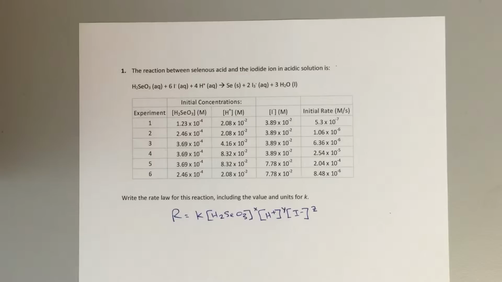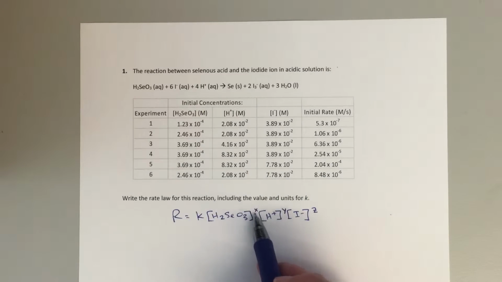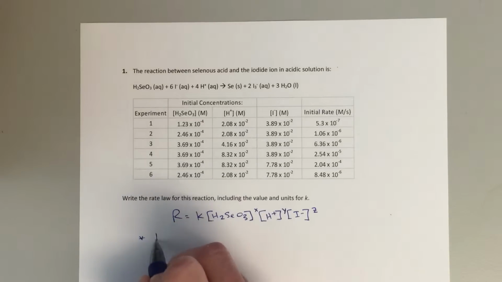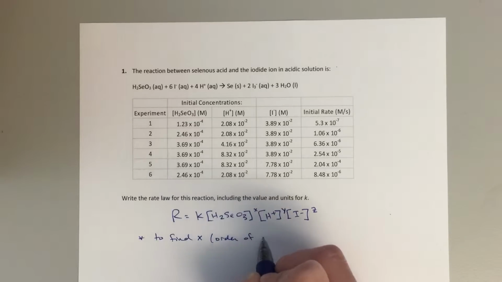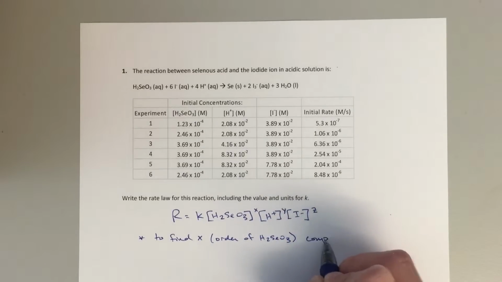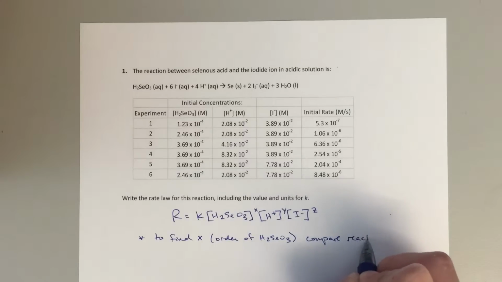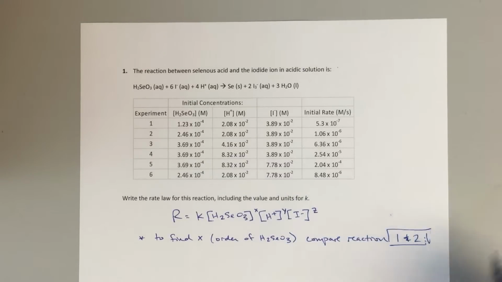Okay, so the first thing we want to do is find our x value. We can only do one thing at a time, and the first thing I'm going to try to do is figure out what this x value is. So in order to find the value of x, which we would call the order of H2SeO3, we're going to compare reactions 1 and 2.